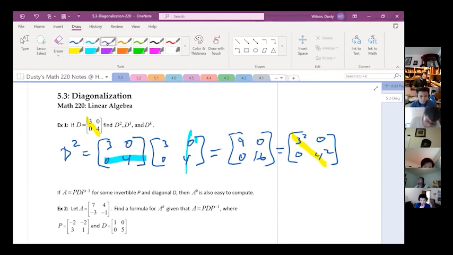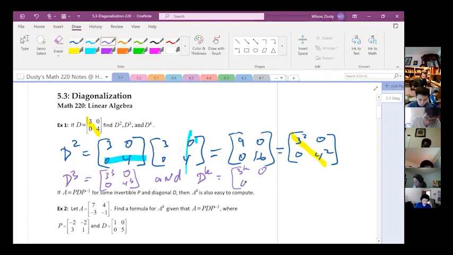So I'm hoping, using some complicated pattern matching, you could take a guess at D cubed. So this would be like [3 to the third, 0; 0, 4 to the third]. And D to the k would similarly be [3 to the k, 0; 0, 4 to the k].